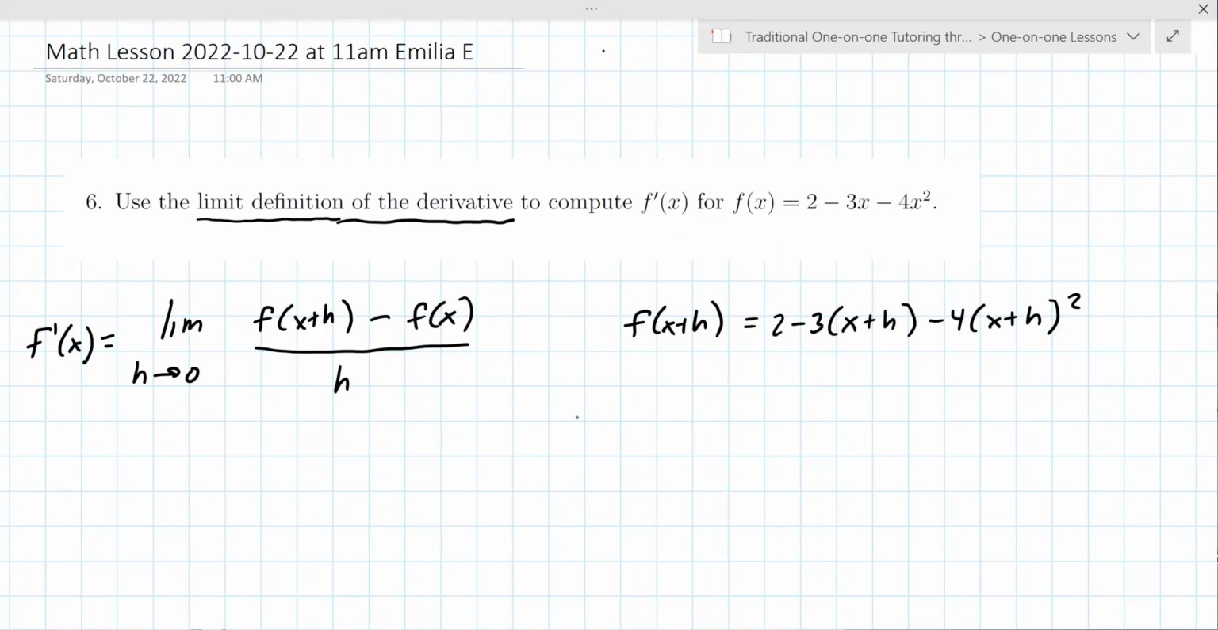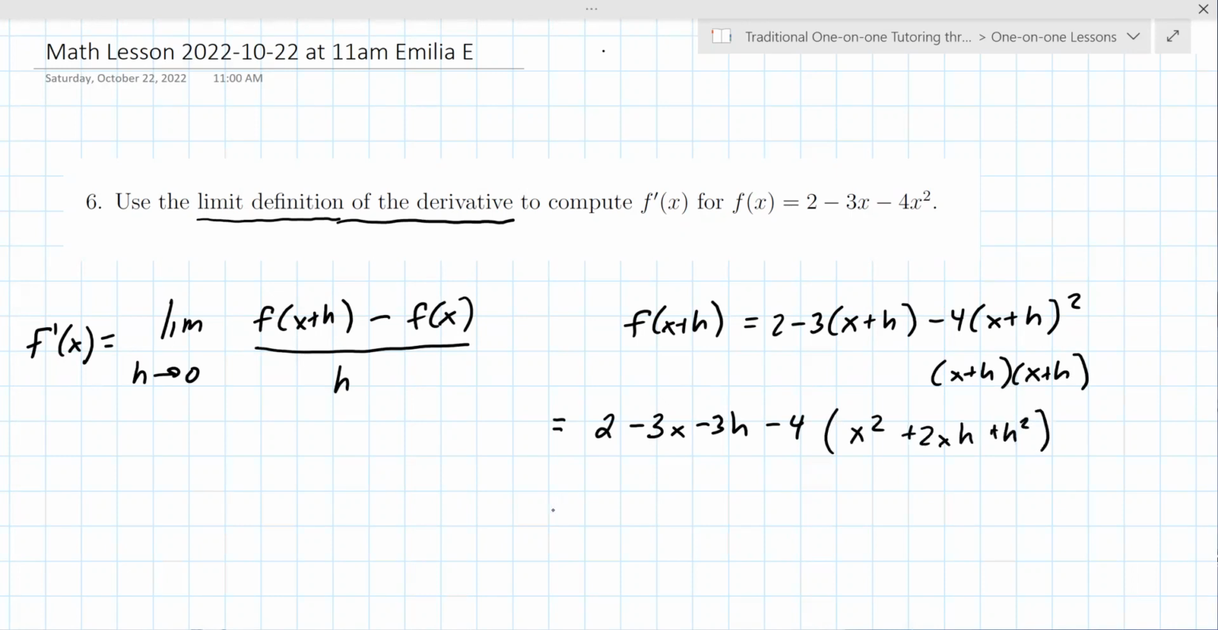So I just need a little more room here, but it's distributive property: minus 3x minus 3h minus 4, and then x plus h squared is really x plus h times x plus h, and so you get x squared. You get an xh and an xh when you do the outer and the inner, so that's 2xh plus h squared. The more you can simplify and do as you go, the less writing you have to do. These are very long problems. That's why you were given the whole page for this.